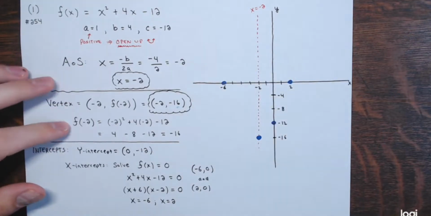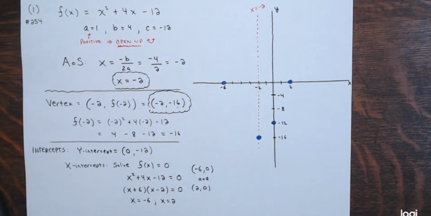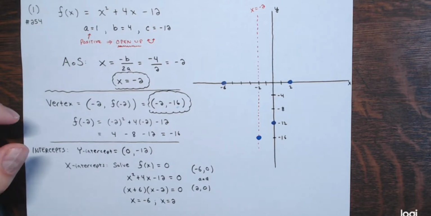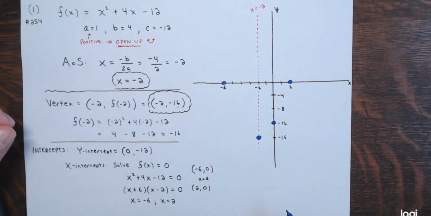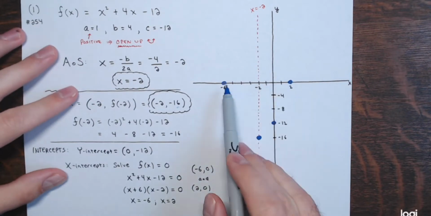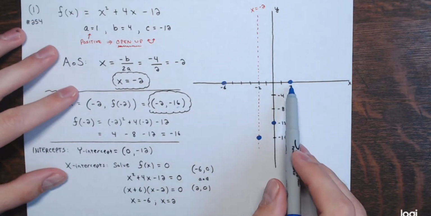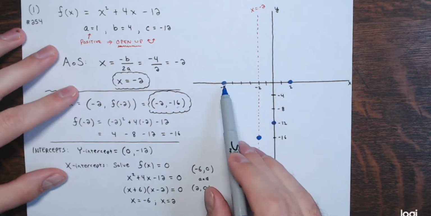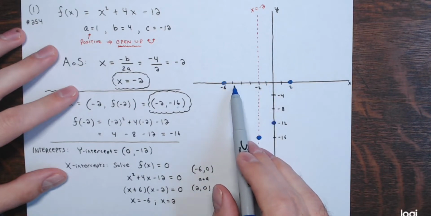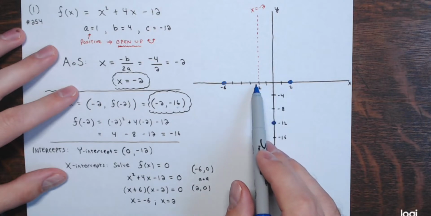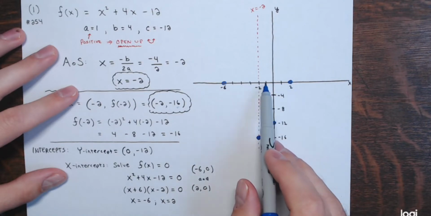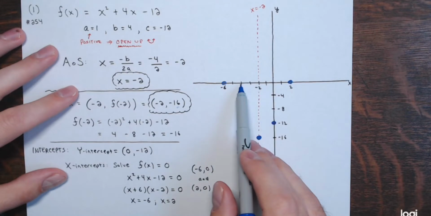And then finally, find a point on one side of the axis of symmetry and use the symmetry to find a point on the other side. Well, that's already done. This point 2, 0 is on the right. -6, 0 is on the left. See how those are both 4 units away from the axis of symmetry? 4 units to the right, 4 units to the left.